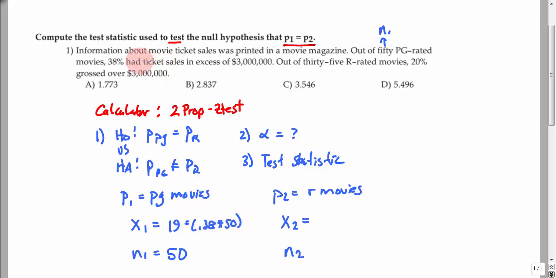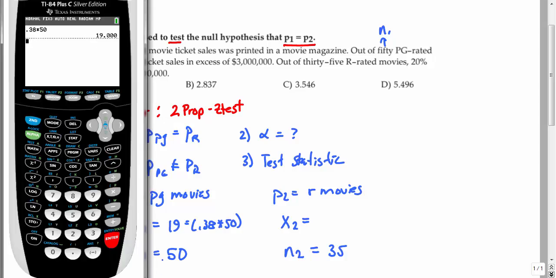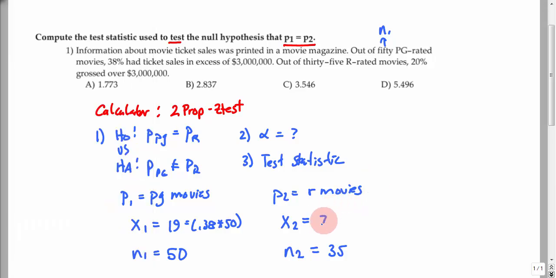Let's do the same thing for my R-rated movies. Out of the 35 R-rated movies, so n2 is 35, 20% grossed over $3 million. 20% doesn't go here because that's a percentage. So I need 20% of 35. So 0.2 times 35, and that's 7. So this value of 7 is equal to 0.2 times 35. Now these are the values that I'm going to plug into my calculator: x1, n1, x2, n2.